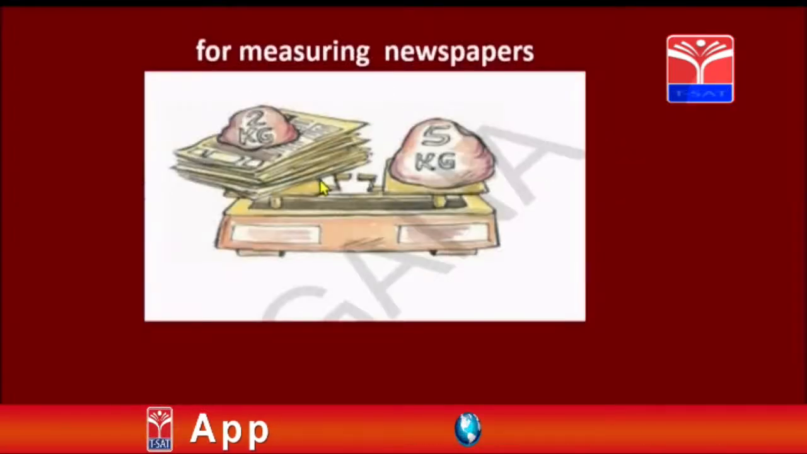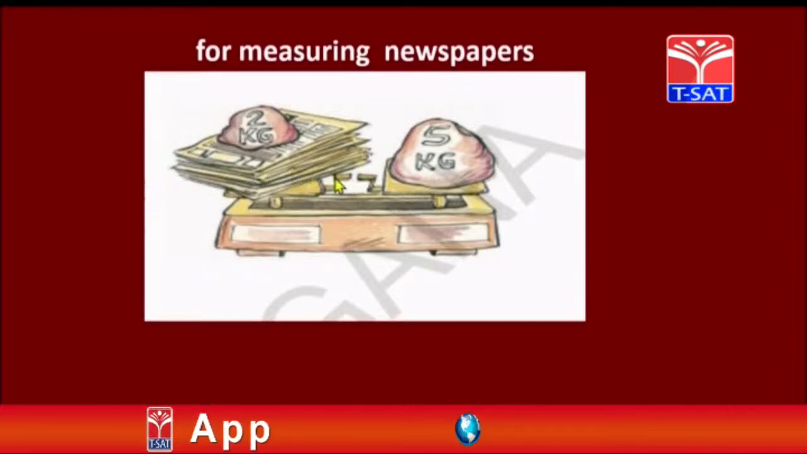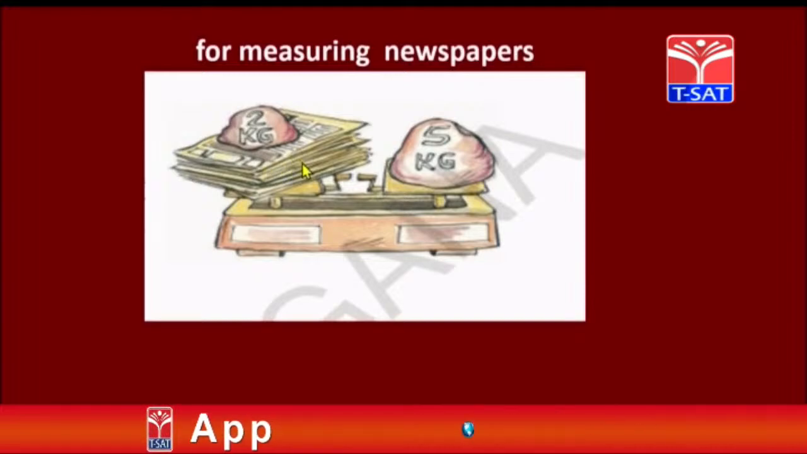Look at this picture, children. What do you see? It is a balance. On one side there is 5 kilograms of stone, and on the other side 2 kilograms of stone, and for the remaining weight newspapers are kept. This balance is equal. That means the stone and the newspaper equal 5 kilograms. That means the stone is 2 kilograms of weight, and what is the weight of these newspapers? Yes, the weight of these newspapers is 3 kilograms. 2 plus 3 is equal to 5 kilograms.